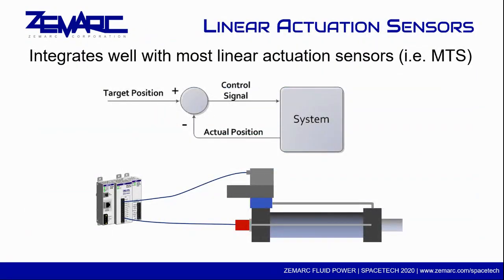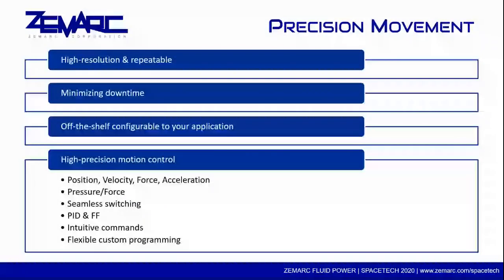RMC motion controllers support communications with a wide variety of sensors and transducers. They offer support for high-resolution, high-bandwidth linear position transducers, such as MTS R-series sensors. High resolution and fast response time allow for sub-micron position control. RMCs allow for high-resolution and repeatable movements and minimize downtime. They are an off-the-shelf solution configurable for your system.